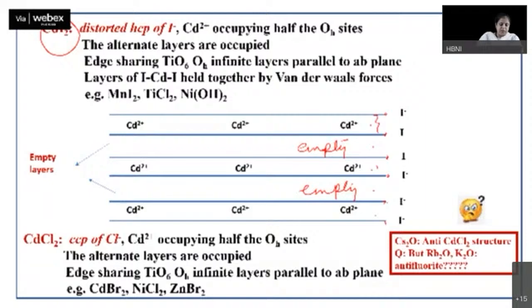Coming to CdCl2, similar to CdI2, but here the chloride ions form the CCP packing and not the HCP packing. Cd2+ occupies alternate layers of octahedral holes.